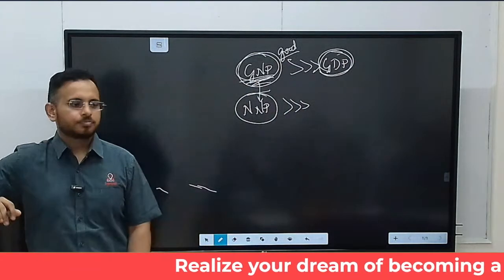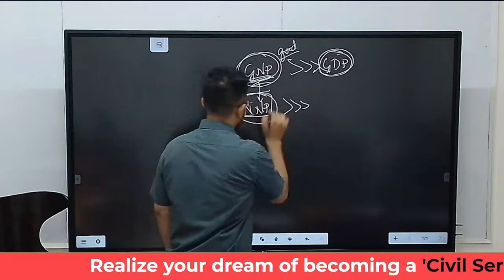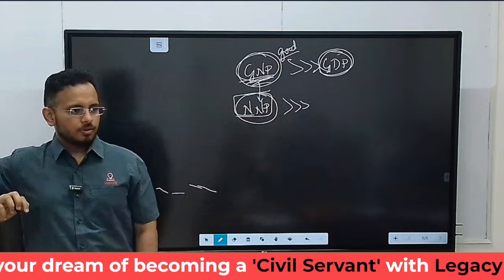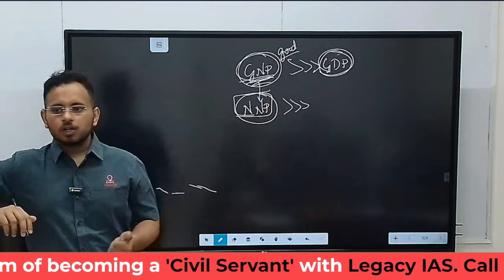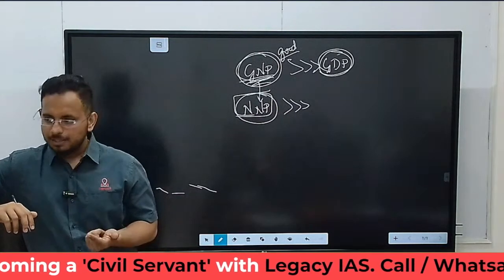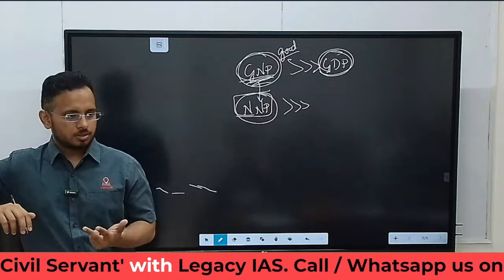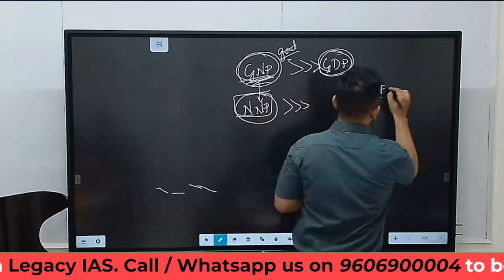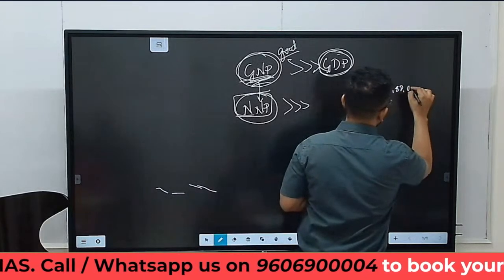Yes? Now, we have studied 3 costs: factor cost, basic price, market price. Okay, out of these, factor cost, basic price, and market price.